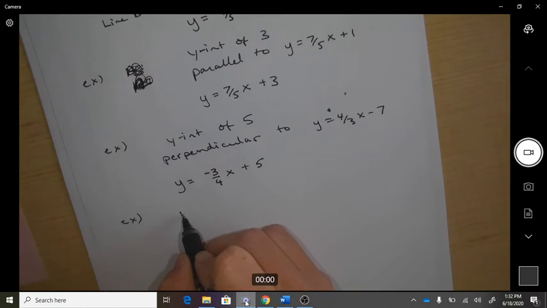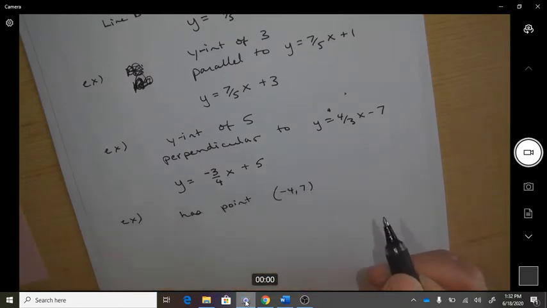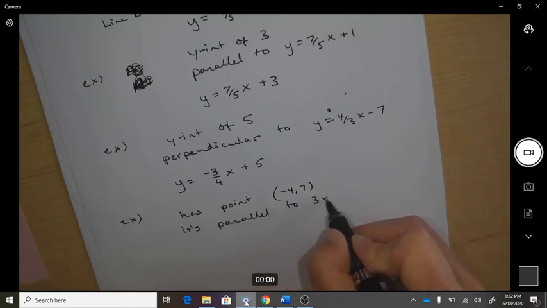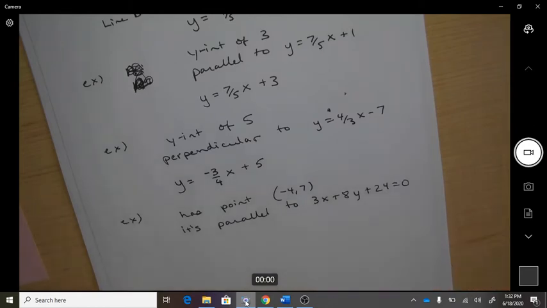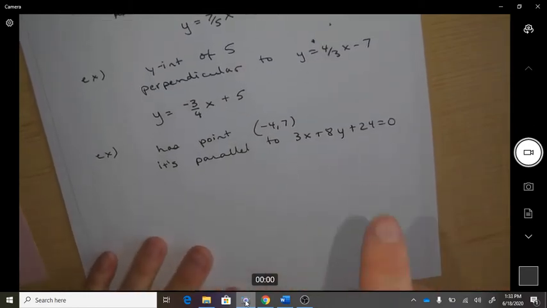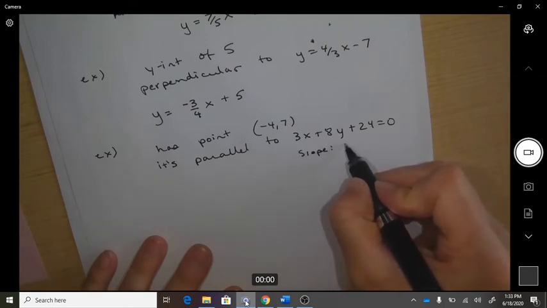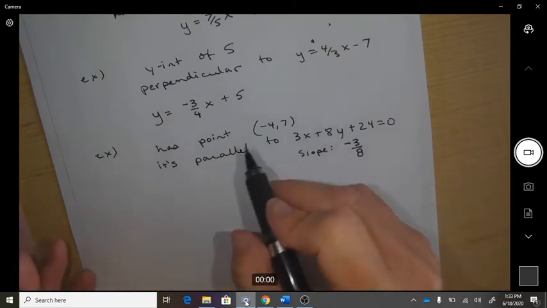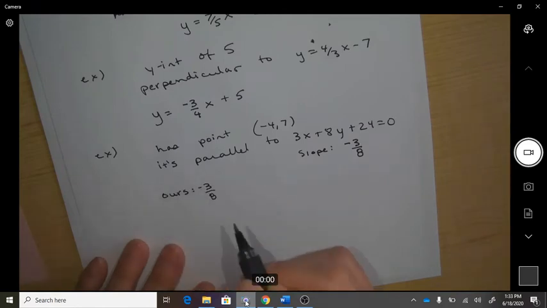Okay, our line has a point, -4, 7. It's parallel to this line. Okay, so what are we going to do? First thing, I need to find the slope. So -a over b is the slope of this line. If we are parallel to that, ours should also be the same.